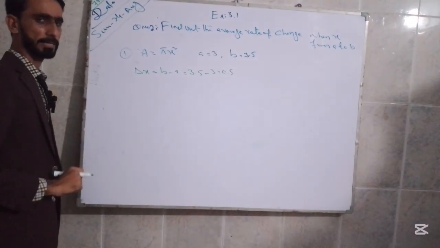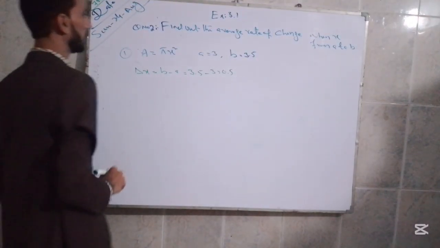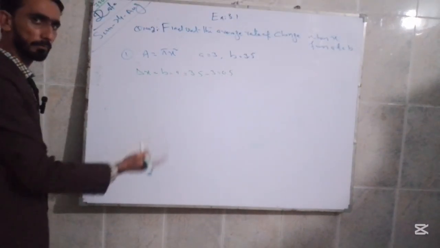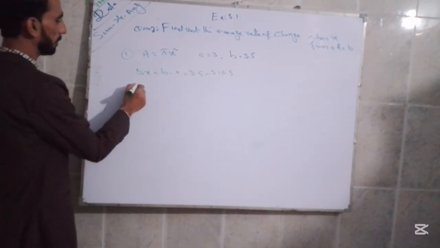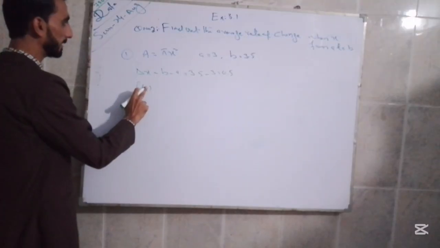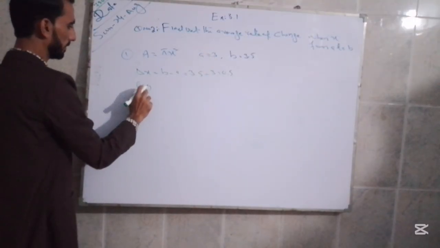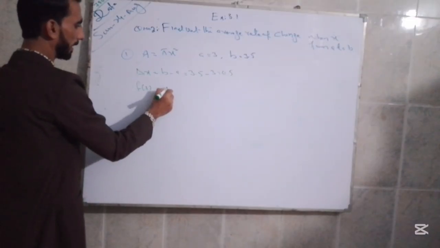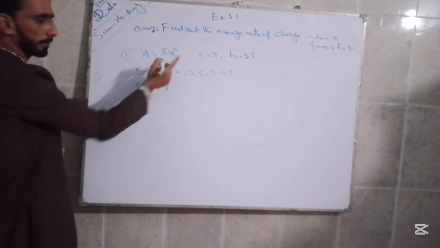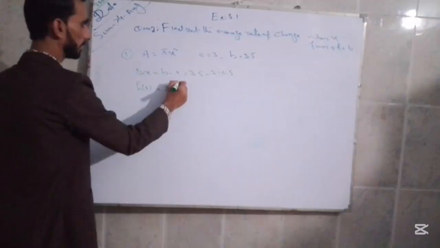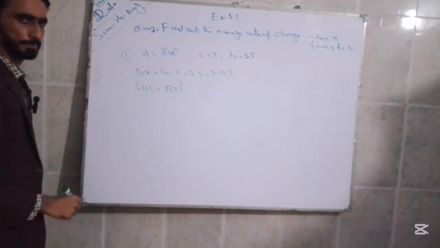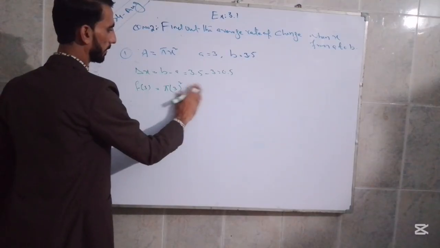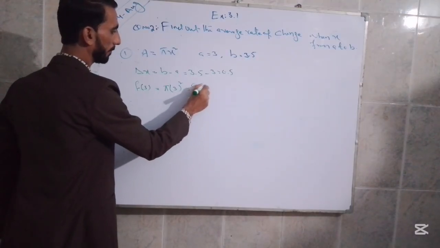Okay, are you getting my points? Okay, well done. So now we find the value of f of b and f of a. First we find the value of f of a. It means f of 3. Here a is 3. In the place of x we put the value of 3 square, because x square. Now 3 square is what? 9 pi.